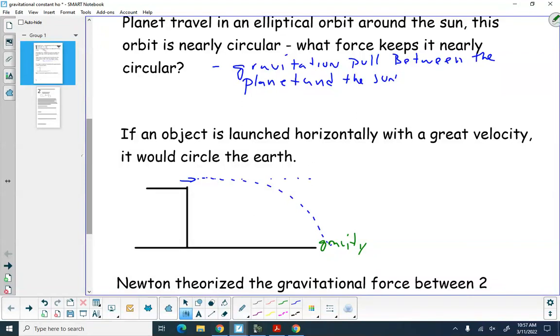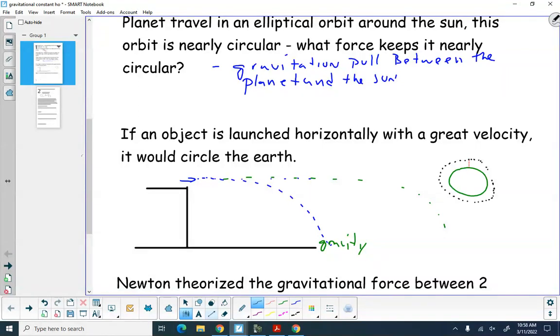But if I shoot it fast enough so that when it starts to fall, the ground's not there, because we've shot it far enough out, when it starts to fall, the round earth that we live on curves away. It starts to fall but misses the earth. So it keeps on traveling and it keeps on missing the earth. If you could shoot a bullet fast enough, it would launch out so far that it would miss the earth as it starts to fall.